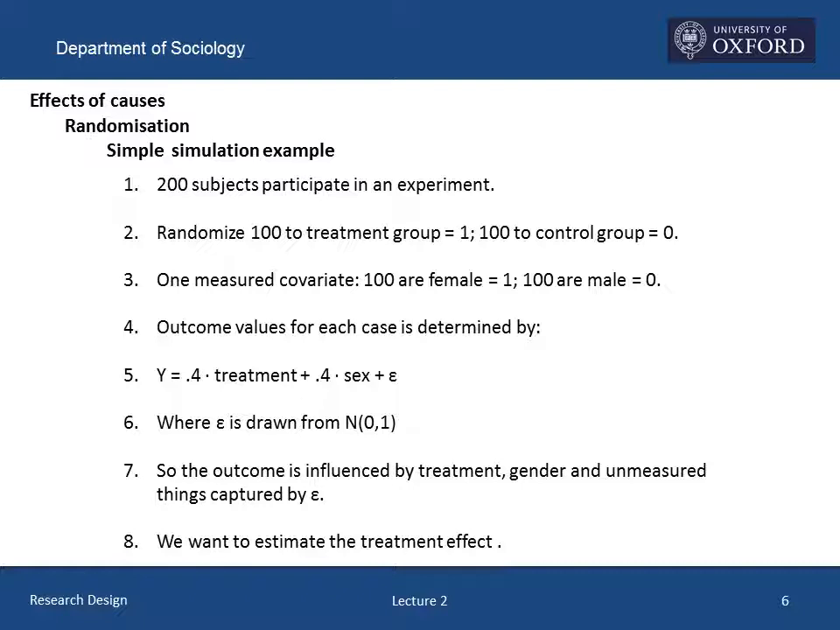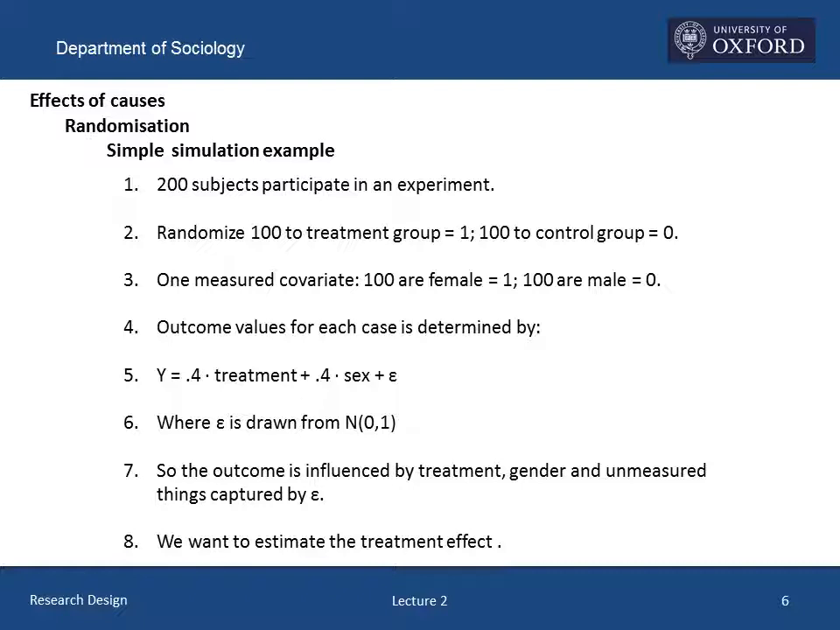Because we are godlike, or at least because we're in control of the simulation, we know the process by which the outcome, in this case denoted Y, is generated. It's generated according to the formula Y equals 0.4 times treatment plus 0.4 times sex plus epsilon, where epsilon is drawn from a normal distribution with mean equal to 0 and standard deviation equal to 1.